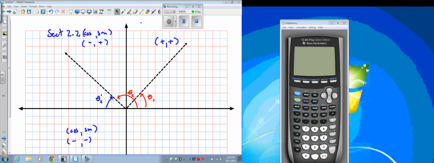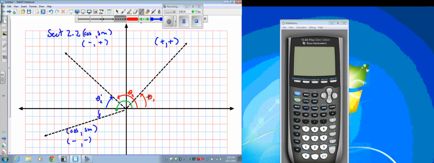Now if you're down in this quadrant down here, you can see the angle is going to be an angle like this, from 180 to 270 degrees. Its reference angle is going to be this angle. It's always back to the x-axis.